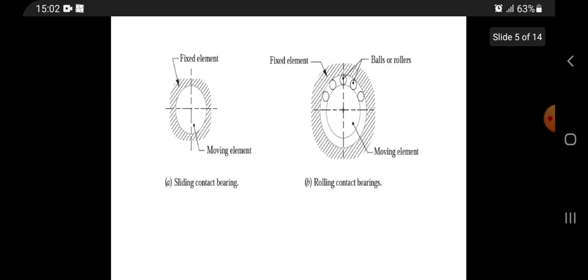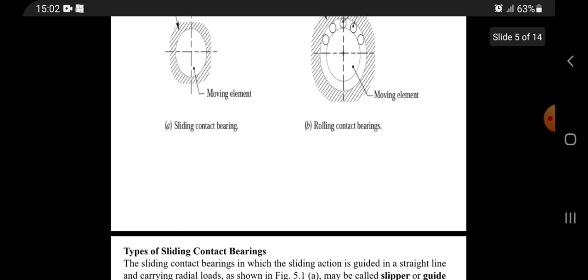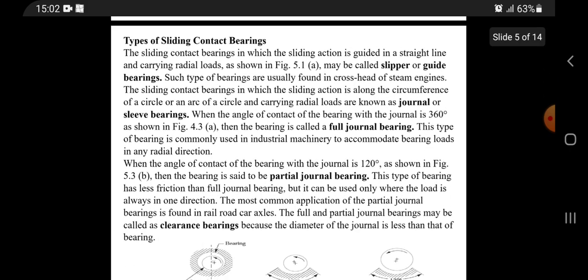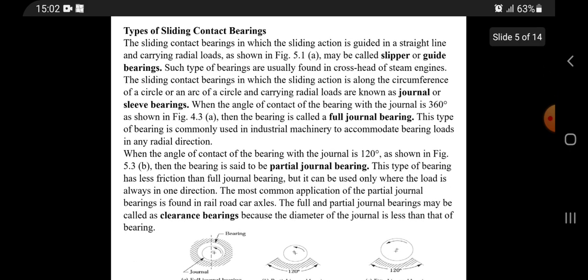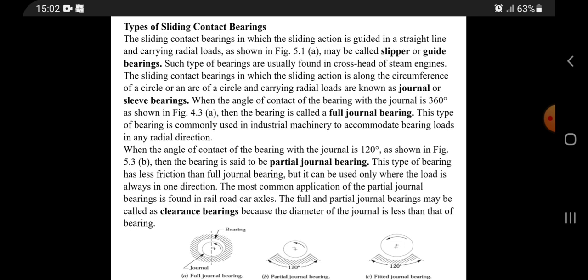So that is a sliding contact bearing, part A. Then B is a rolling contact bearing. Those are the different types of sliding contact and rolling contact bearings. Now, types of sliding contact bearing. The sliding contact bearing in which the sliding action is guided in a straight line and carrying radial load may be called a slipper or guide bearing. Such types of bearing are usually found in crosshead of a steam engine.